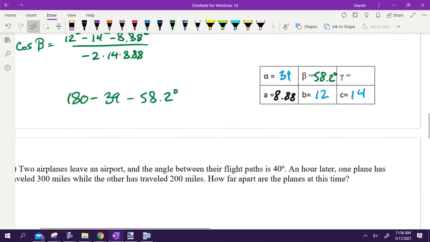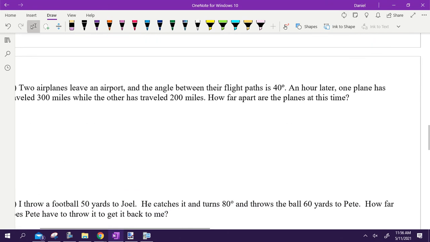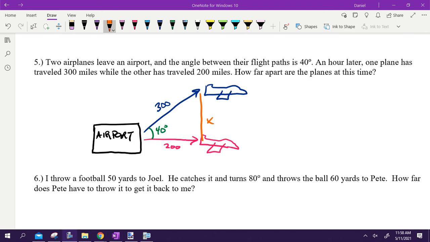Try and set up and solve the top story problem on the back side about the airplane. See what you can do. Draw it out and solve it. So when we set this thing up, we've got an airport. We've got one plane traveling 300 miles, and then 40 degrees apart is the second plane. It is traveling 200 miles. Our job is to figure out how far apart the planes are at that time. We're trying to find x.